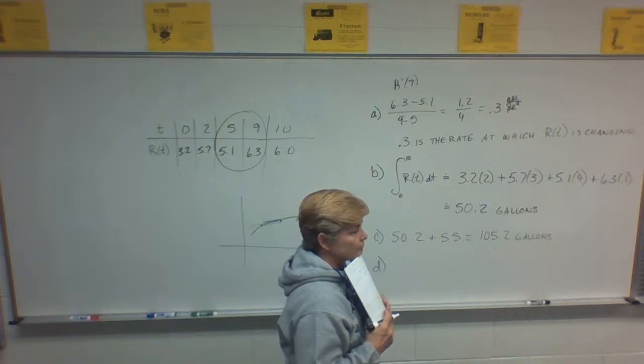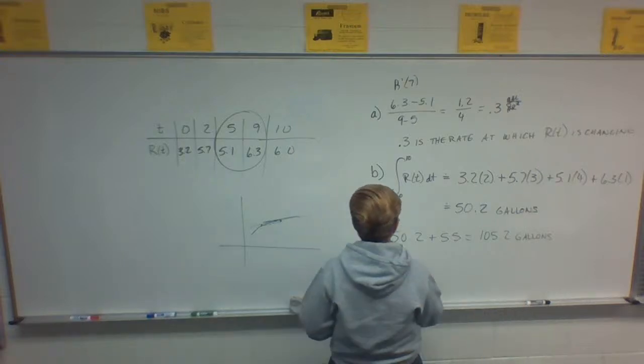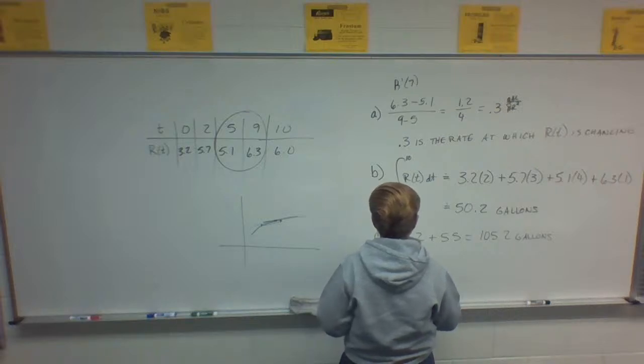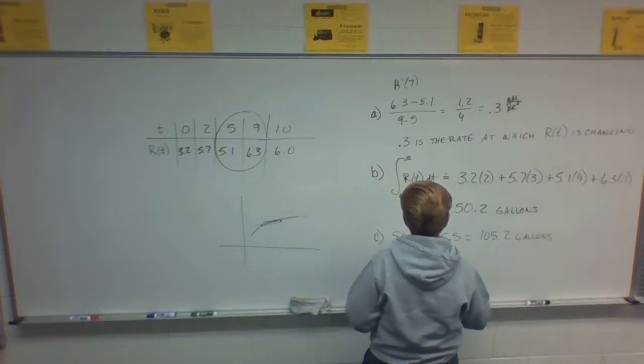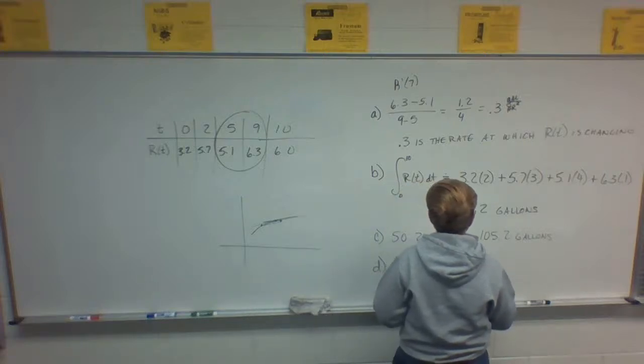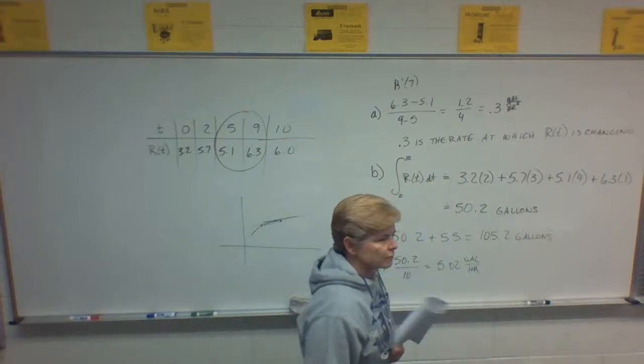D part says, using part B, approximate the average fill rate over the 10-hour period. You just did that. 50.2 divided by 10 is 5.02. What's the unit? Gallons per hour. Again, no calculus, just averaging.